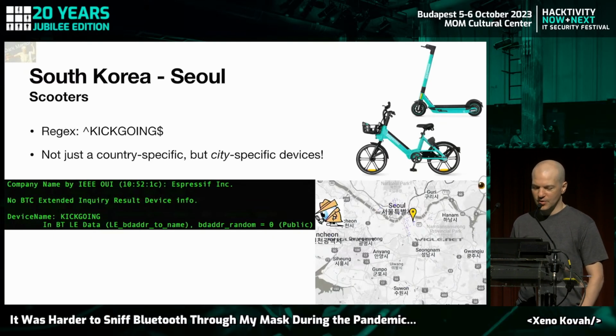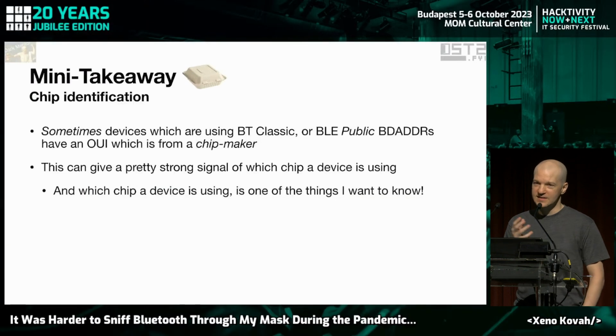Now, they are trackable, but what was way more interesting to me is that they advertise a BD address that says they're associated with Espressif. Espressif is one of the chip makers that actually makes Bluetooth chips. So the takeaway here is that sometimes the BD addresses themselves will actually say, I am this particular company: Texas Instruments, Silicon Labs, Espressif. In that case, you can have a very good idea that the Bluetooth chip itself is that particular vendor's chip. And knowing which chip they use is one of the things I want to know.